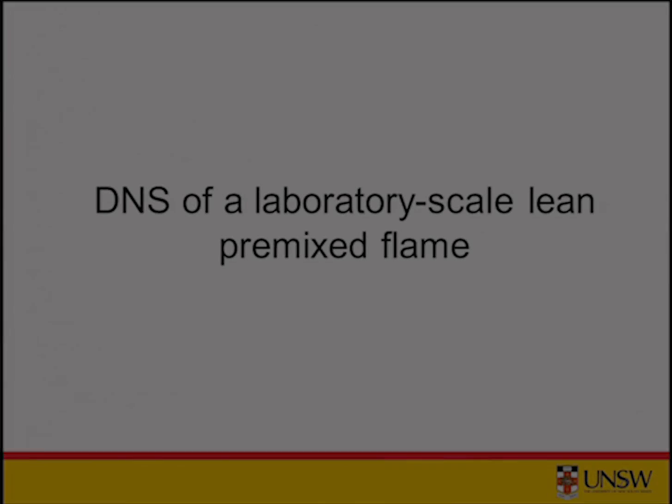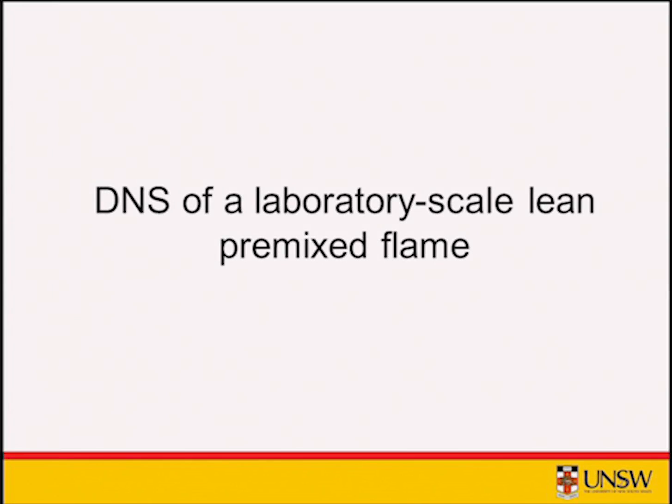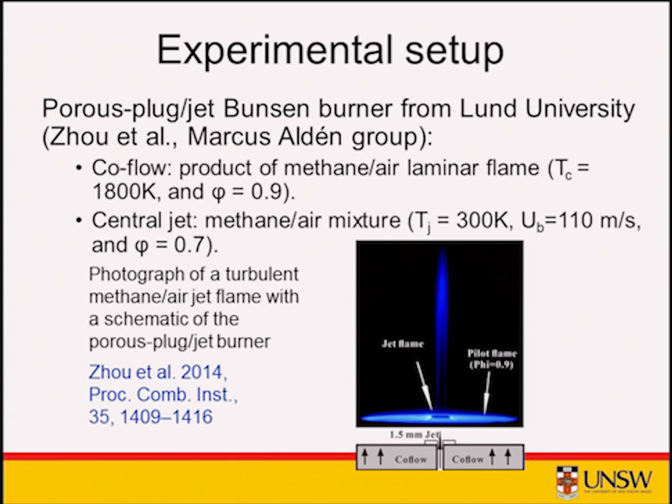All right, so that concludes the talk on lifted flames. Now I want to briefly talk about the lean premixed flames. What we've done here is a DNS of a burner which Marcus Aldén talked about in his talk yesterday. It's a lean, high Karlovitz number premixed jet flame burner. You basically have a lean mixture coming out of quite a small nozzle, 1.5 millimetres, at a very high velocity. The case we did was 100 metres per second, surrounded by a co-flow of a moist stoichiometric mixture.